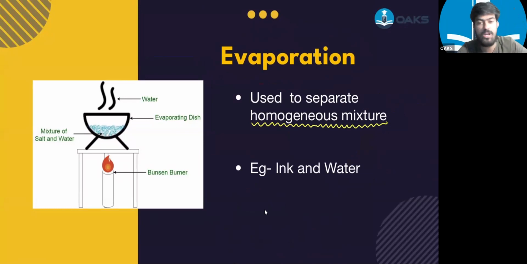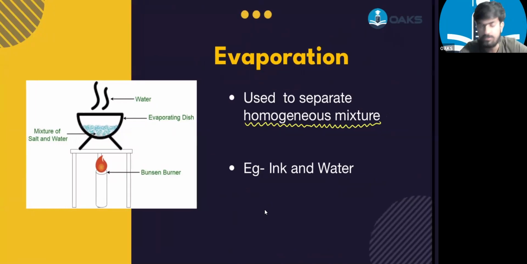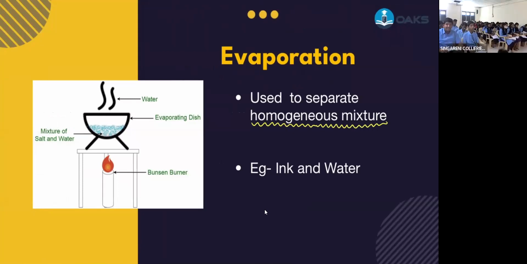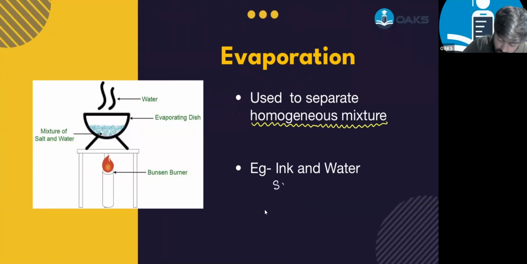One example is given, ink and water. Any other example of homogeneous mixture which we can use in this? Think about it. It's very easy. Yes. Salt and water. Exactly. We have salt and water. Now let's have a look over the process.